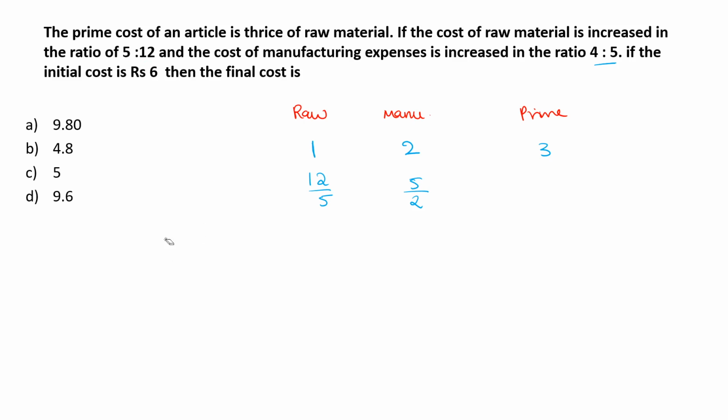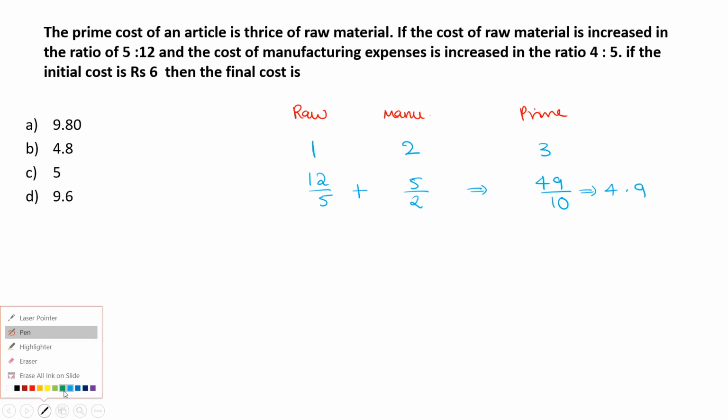We already know that the prime cost is nothing but the summation of raw material and manufacturing. Then the prime cost of the article after the increase of those expenses would be the sum of 12 upon 5 and 5 upon 2. Then the total prime cost would be 24 plus 25, that is 49/10, which means 4.9 rupees.